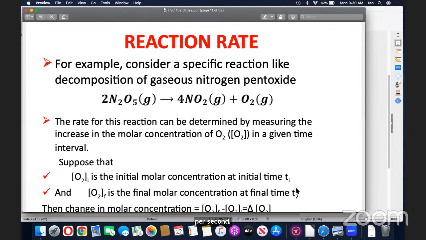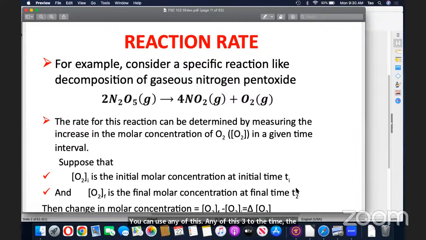Now, let's look at an example. For example, consider this specific reaction where you have a decomposition of gaseous nitrogen pentoxide to give you nitrogen dioxide and oxygen. Now, you can determine the rate of this reaction by measuring the increase in the molar concentration, because like I said, you can use any of these three to determine the rate of reaction.